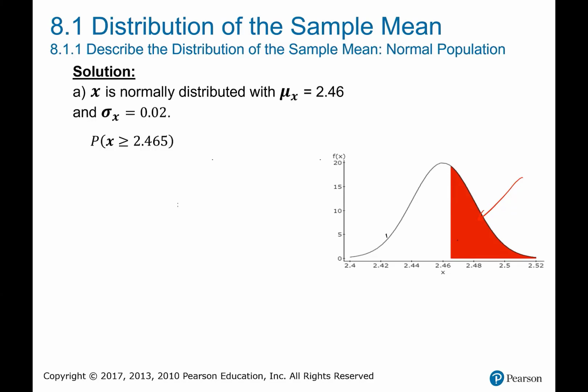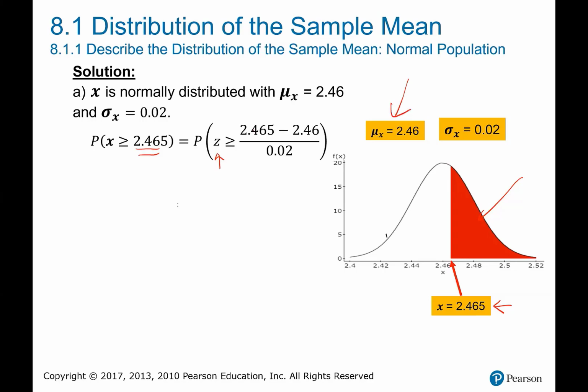Remember, all tables work only with z-scores. If I know that this point here is 2.465, to work with the table, the first step is to know how many standard deviations this value is from the true parameter. This one is the true parameter. How many standard deviations? That is the z-score. How many standard deviations do we have between this value and the center of the distribution? This z-score is 0.25. 2.465 is located 0.25 standard deviations to the right because the z-score is positive.